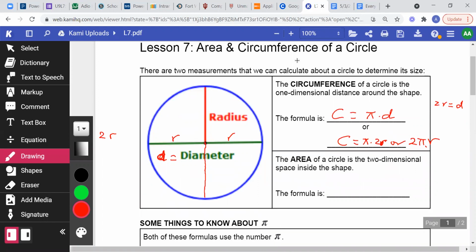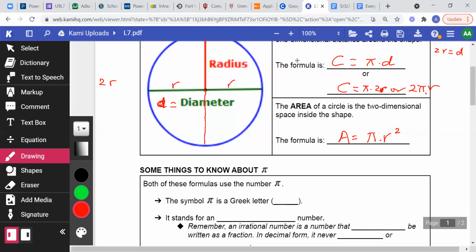And in terms of the area, it's just the two-dimensional space inside the shape. So here, the formula for area is area equals pi times R squared. And the unit of circumference is always the specific unit without any further addition. But for area, the unit is always unit squared, okay? If it's in meters, it's going to be meters squared. If it's in feet, it's going to be feet squared.